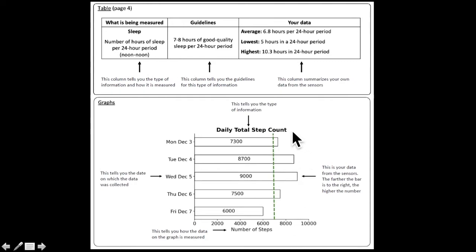So, for this example, this graph here is showing a summary of a participant's daily total step count data. It is being measured from Monday, December 3rd until Friday, December 7th by looking at the number of steps taken each day. These bars represent the participant's data from the sensors. In this example, the lowest step count value was 6,000 steps per day, while the highest step count value was 9,000 steps per day. On most of the days, you can see that the daily total step count is greater than the green line, which shows the recommended amount of steps per day.